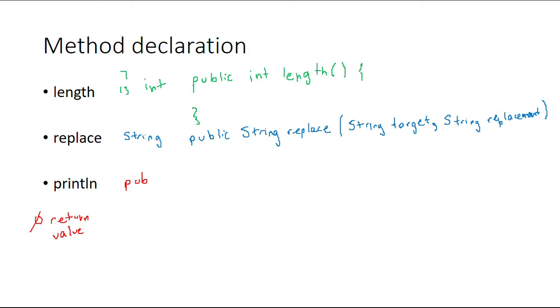So that would be a public void println, and you can receive as a parameter a string output.